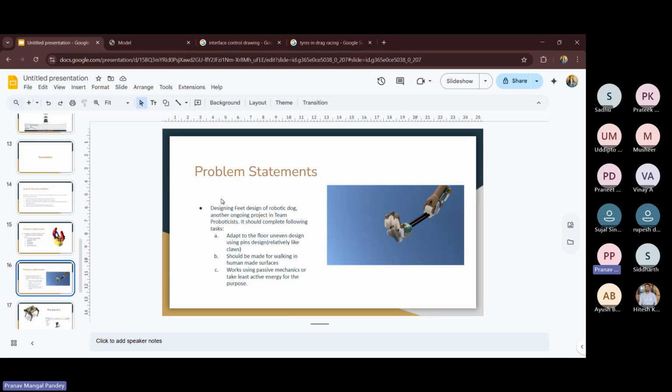I guess Udipto, is there any counter question? No, no, or is it Sujal?